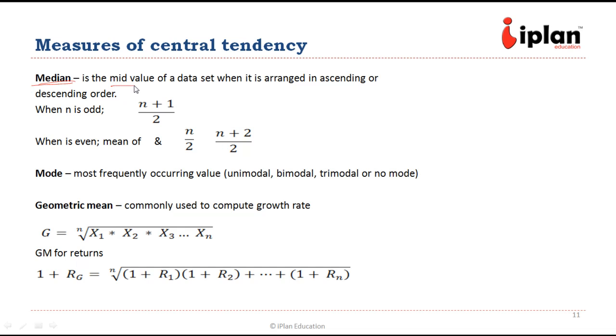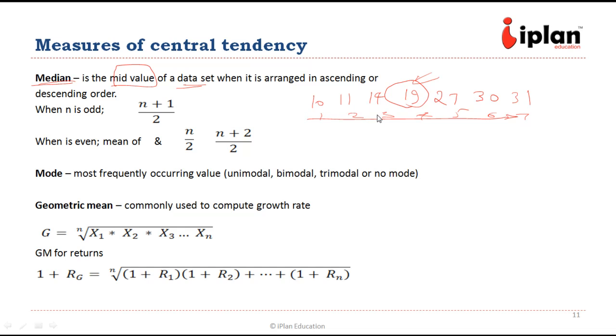Median is the mid value of a data set when it is arranged in ascending or descending order. For example, if we have ages of students such as 10, 11, 14, 19, 27, 30 and 31. These are arranged in ascending order. These are a total of 7 values, 1, 2, 3, 4, 5, 6, 7. The mid value will be the 4th. So 19 is the median.